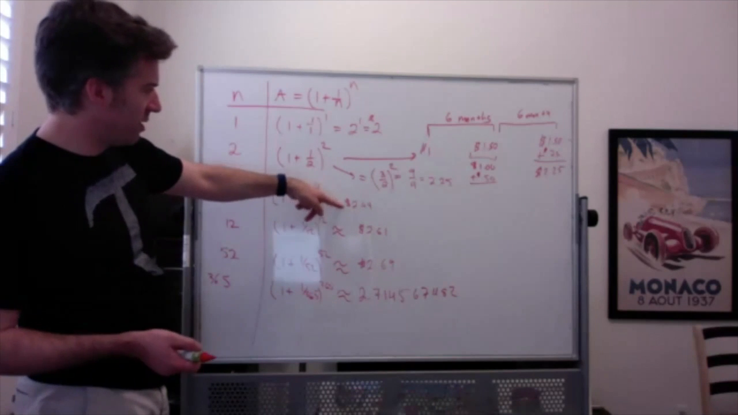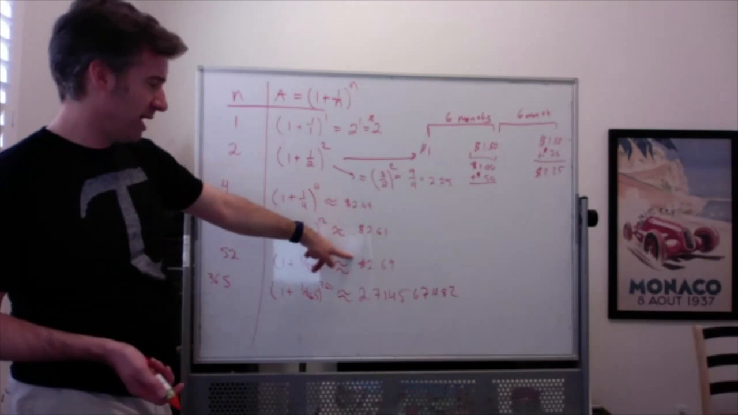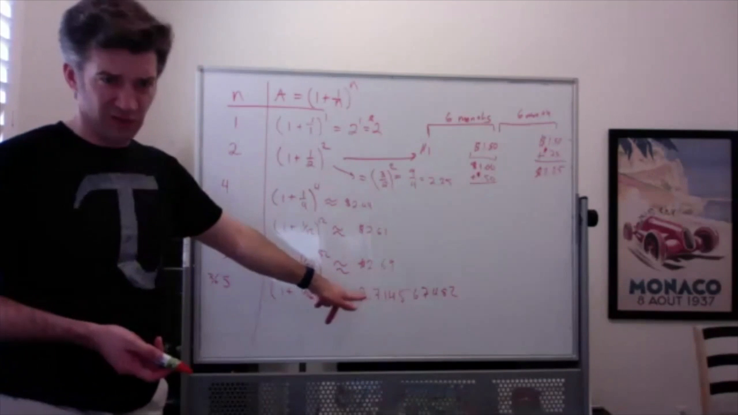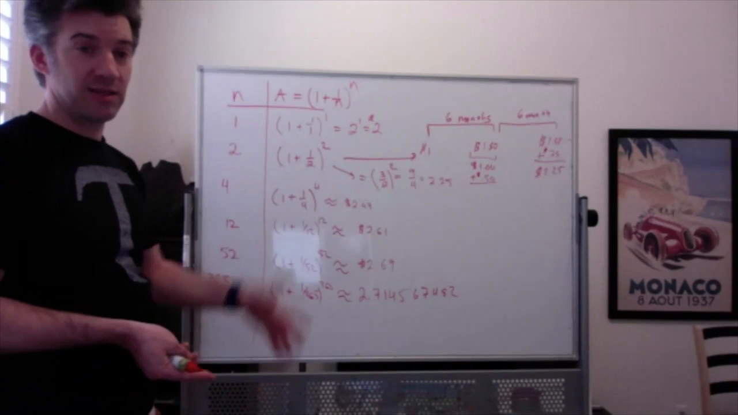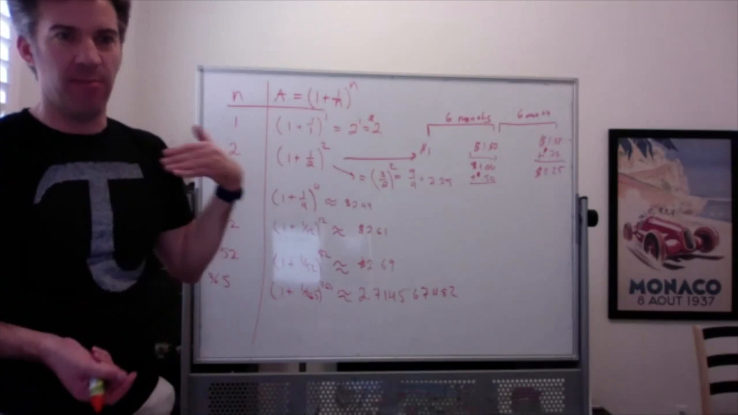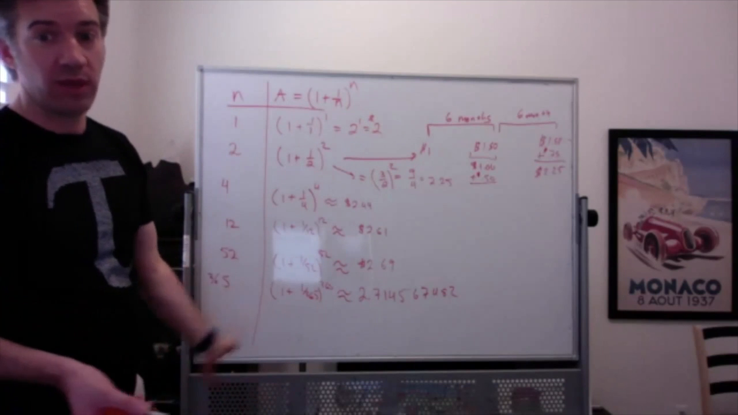We increase, from here to here, by 17 cents, from here to here, 8 cents, from here to here, a little more than 2 cents. It seems like we're getting close to what's called a limit, right? Some kind of boundary that we can't get past. And there is a boundary.